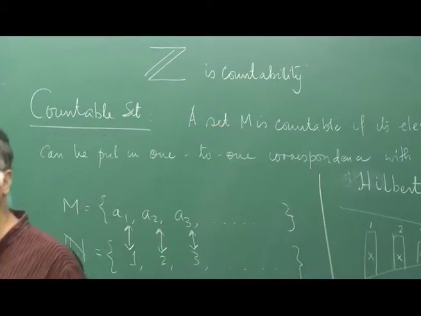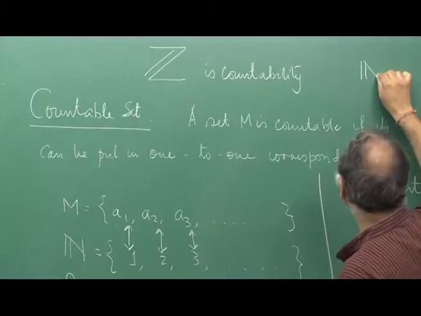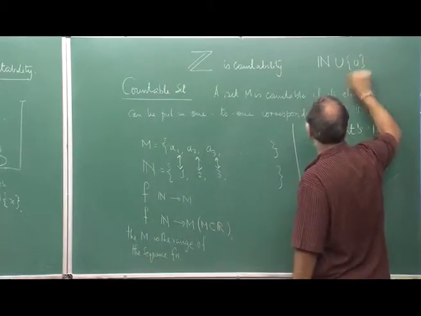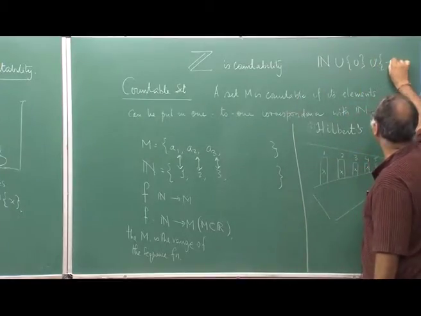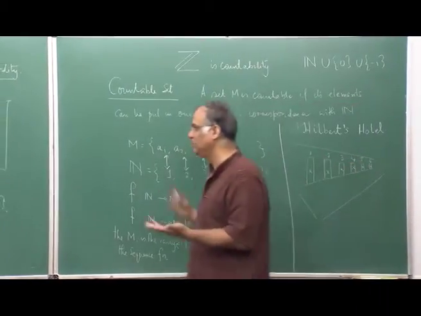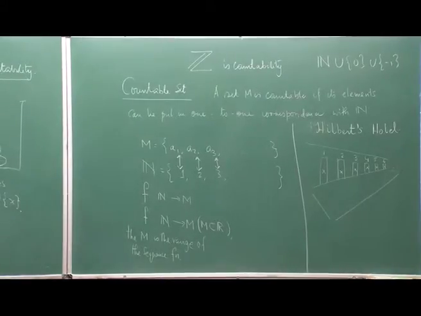Just apply the Hilbert's Hotel principle. Once you have N, which is obviously countable, then N union 0 is countable. So this is a countable set. N union minus 1 is countable, and so on. This Hilbert's Hotel principle will prove the countability of all those things. So Z is countable.